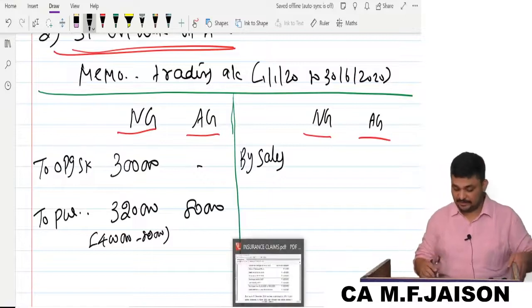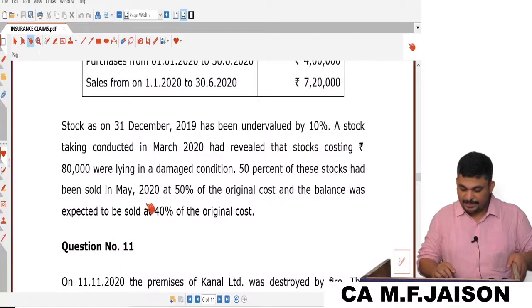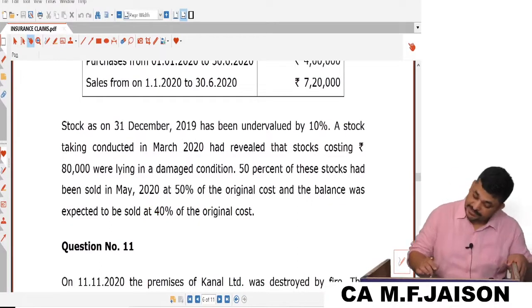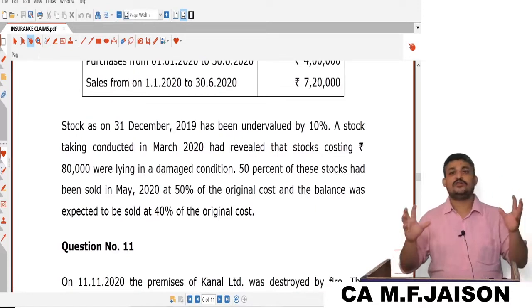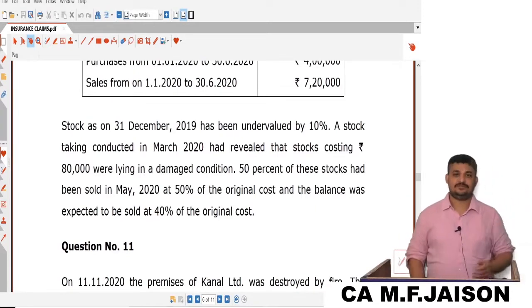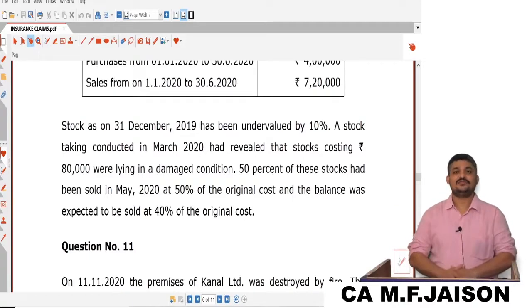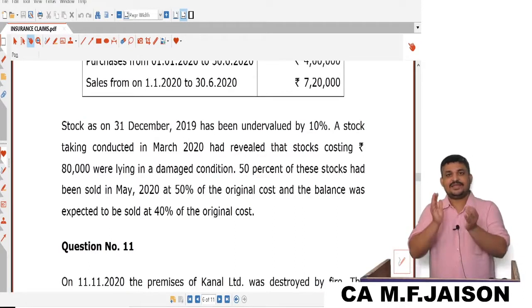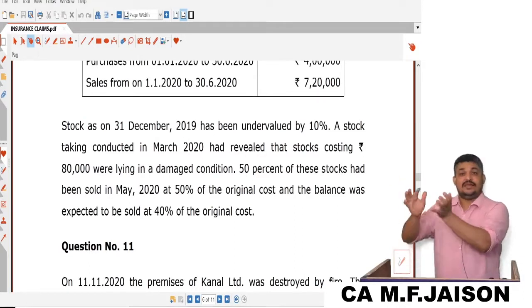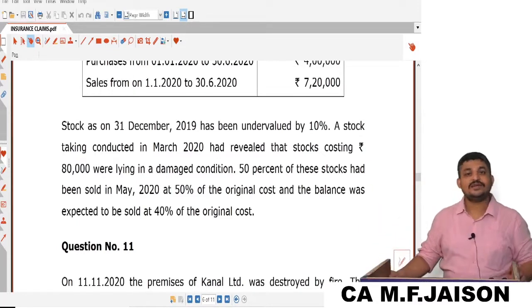50% of the damaged goods has been sold in May 2020 at 50% of original cost. Carefully you should understand. First, total goods or quantity, you tell 80,000. And the 80,000 50%, how much? 40,000. The 40,000 is the reduced quantity at original cost. Original cost is original cost. Only thing is it has been taken half the quantity. Now this was sold at 50% of the original cost. So which means 40,000 into 50%, which is 20,000.